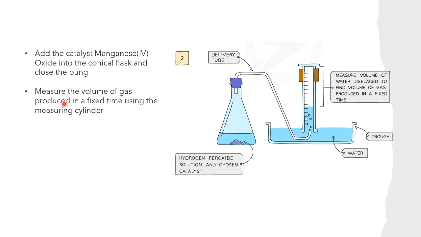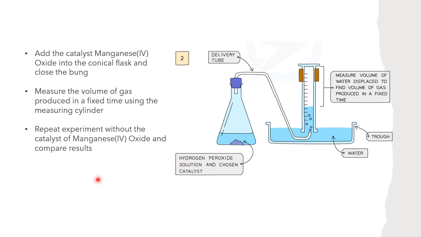Okay, measure the volume of gas produced in a fixed time using the measuring cylinder. Okay, experiment will be repeated without the catalyst of manganese 4 oxide and compare result. Okay, yang first kita guna catalyst, yang second kita jangan letak catalyst. So kita tengok berapa lama masa yang diambil for the reaction to complete.